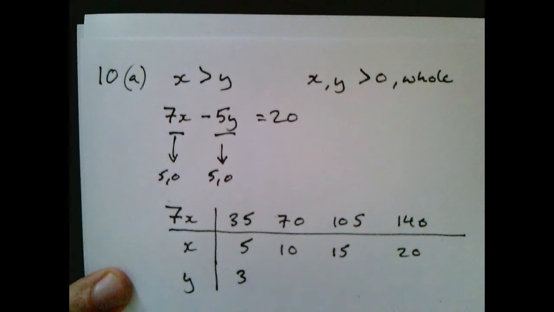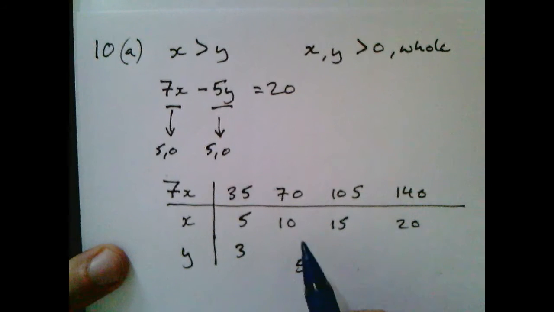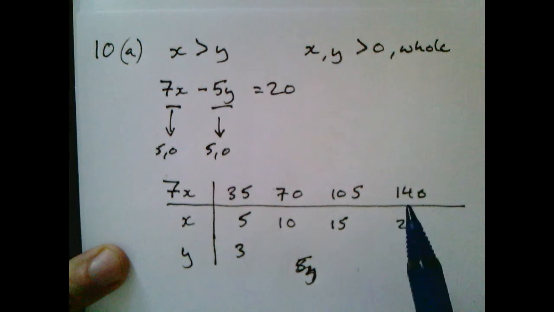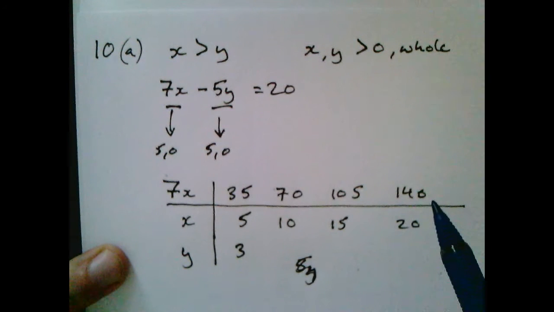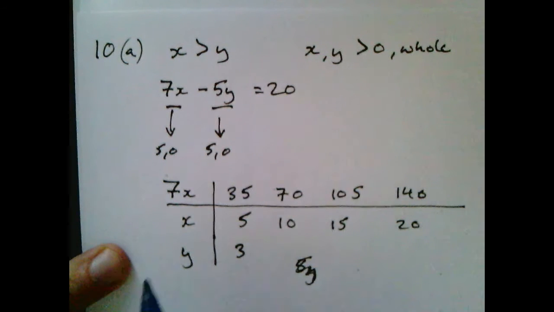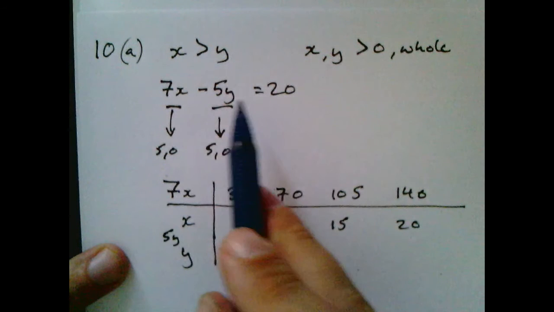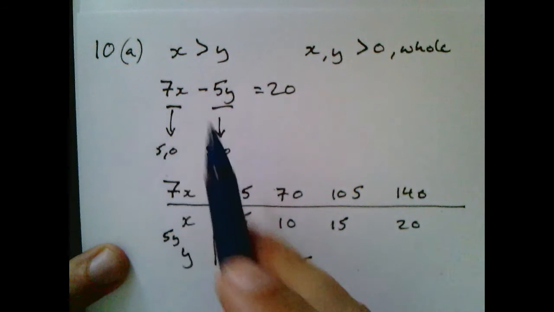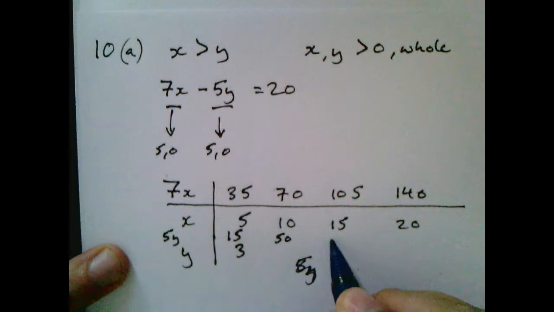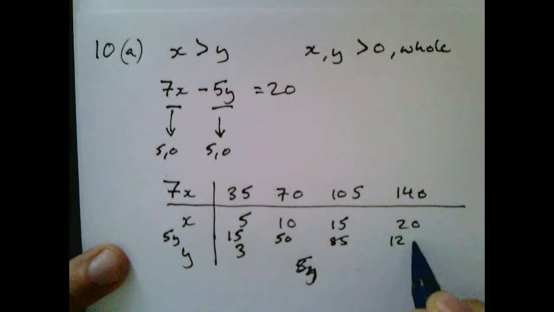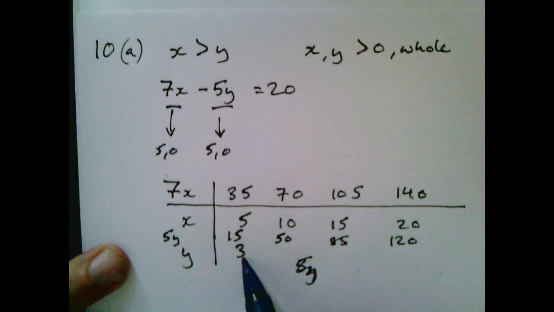Just to show you, let me start again, sorry. If we know what 7x is, we know it's got to end in 5s and 0s. Those are our possible options of multiples of 7 which can do that. Now we know that 5y is going to be 20 less than 7x. And so we can say that 5y is 15, 50, 85, and 120. Which means that y in this case is that divided by 5.